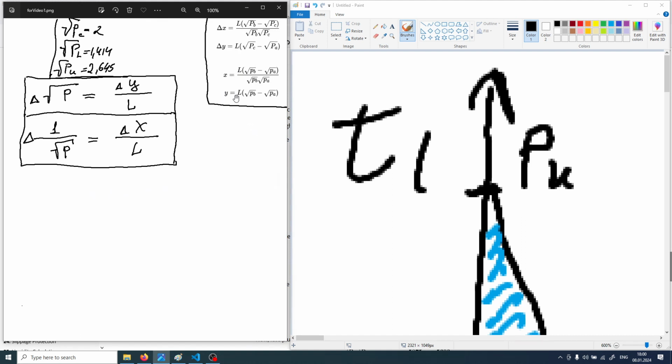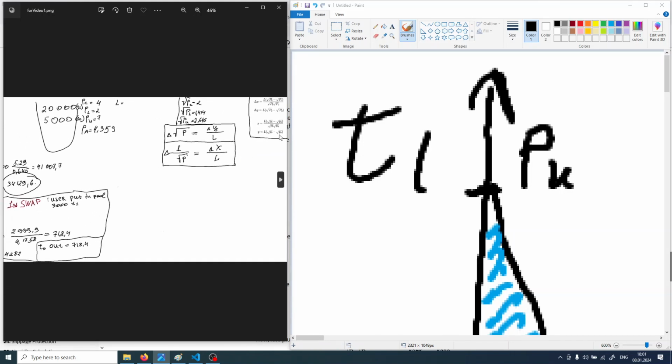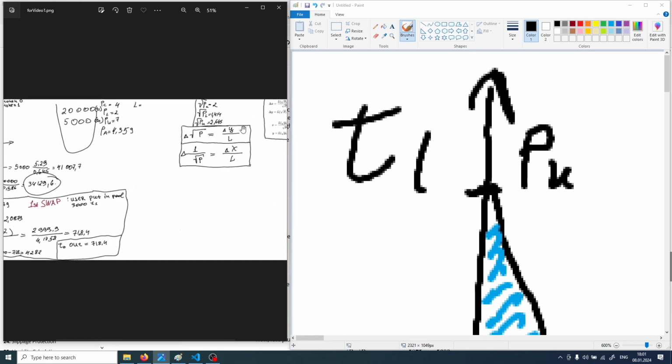Then we calculate liquidity 2 for y, with this formula: y will be equal to liquidity multiplied by the square root of the upper price minus the lower price.